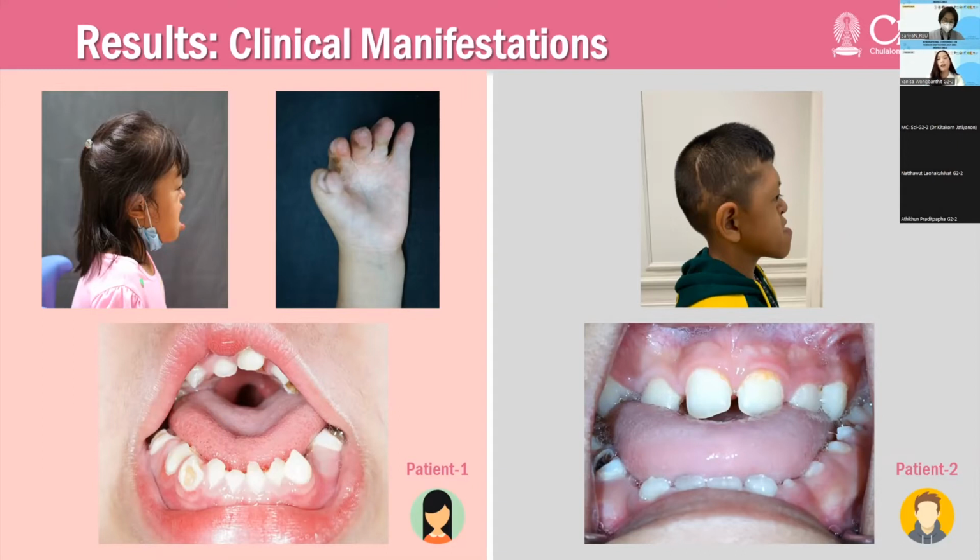And next, on the right side is patient 2. Patient 2 was a 12-year-old boy.